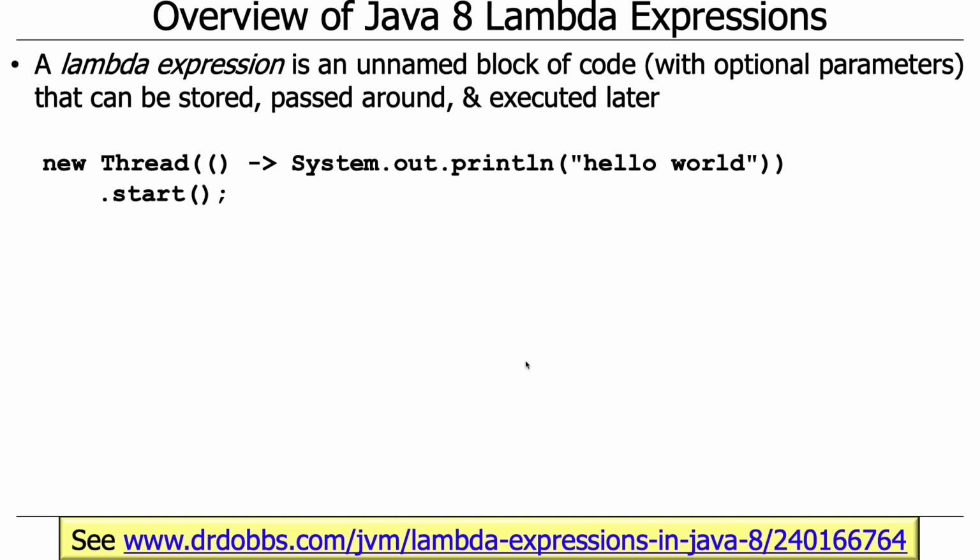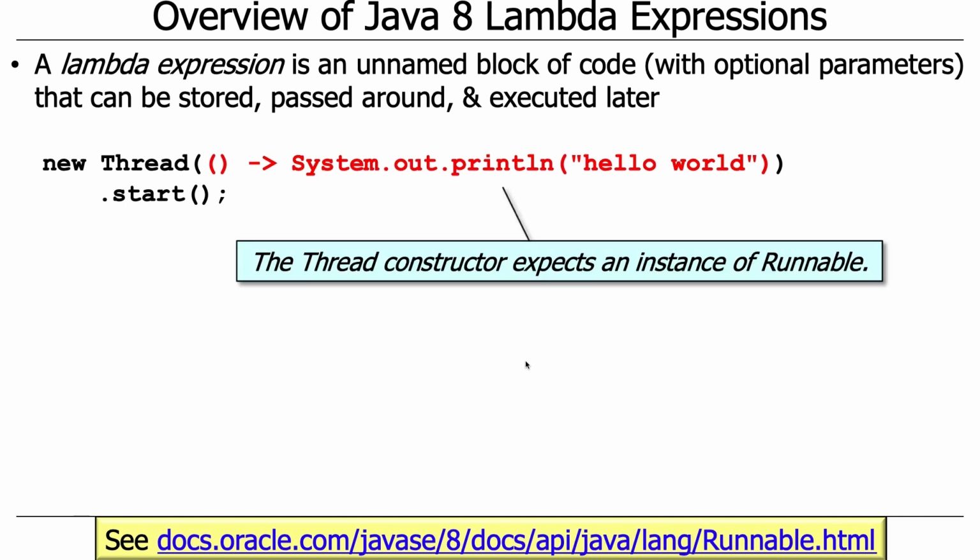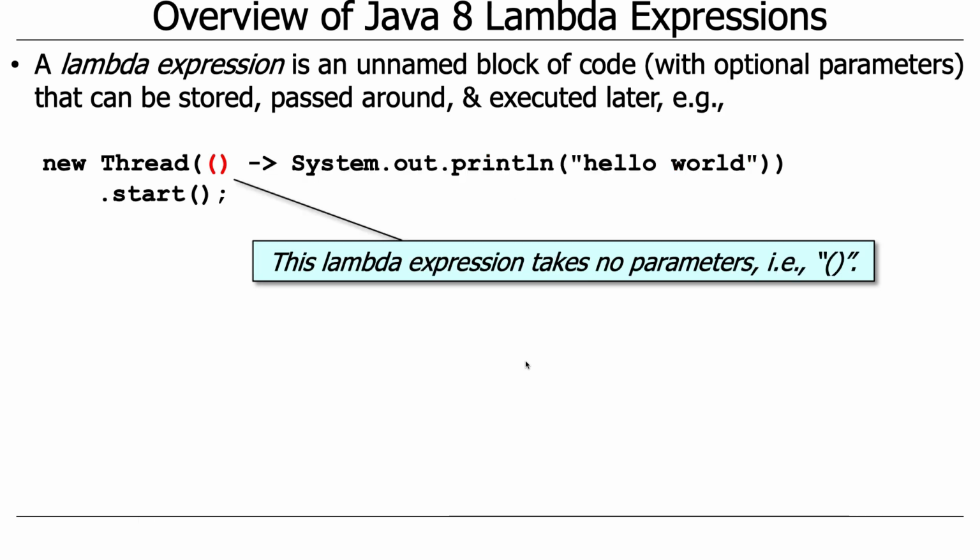To illustrate this, we'll take a look at a very, very simple example, the famous hello world example. You can see here where we have a new thread that we're going to start to run in the background. And we're going to give the constructor of this thread an instance of a runnable. And that runnable, when run in the background thread, is going to print out hello world. That's what this program does. So let's break this down a little bit.